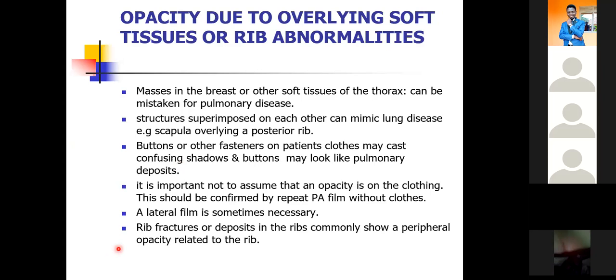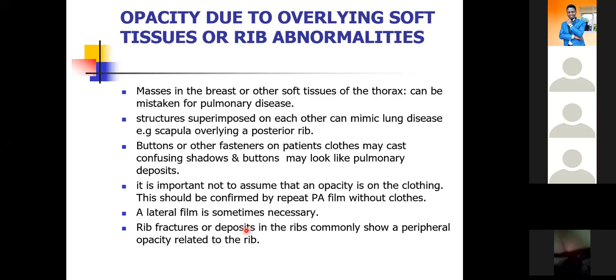Rib fractures and deposits may also be present. You don't need to forget about them. And these ones may show us peripheral opacities related to the ribs. So I'm just trying to open your mind that there are a number of disease conditions that may only affect the chest wall and the rib cage, and that we should be able to pick them out.